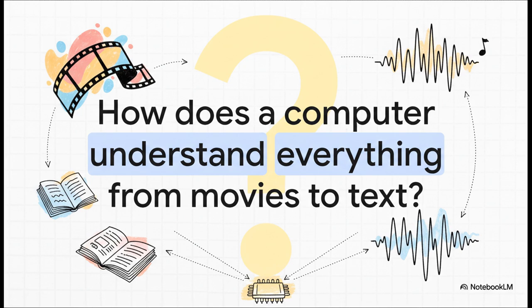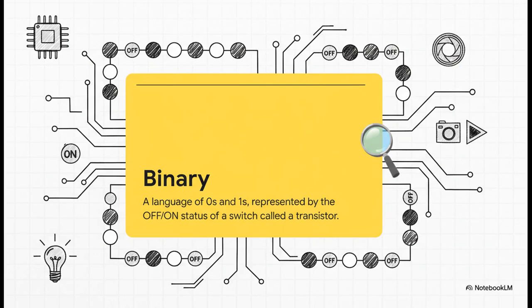Well, the answer is surprisingly elegant. And here it is, binary. That's the secret. Deep down, at its core, every computer speaks a language that has only two words, 0 and 1. That's it. These digits represent the off and on states of billions of microscopic little switches called transistors. So get this, every photo you take, every song you stream, it's ultimately just a massive, coordinated symphony of tiny switches flipping on and off at unbelievable speeds.